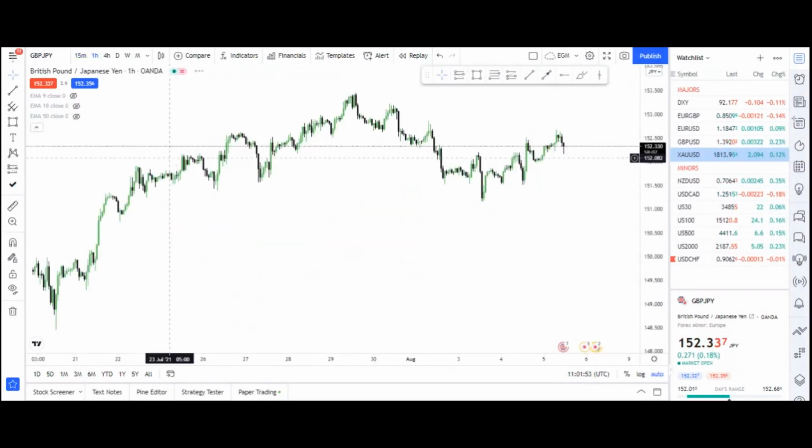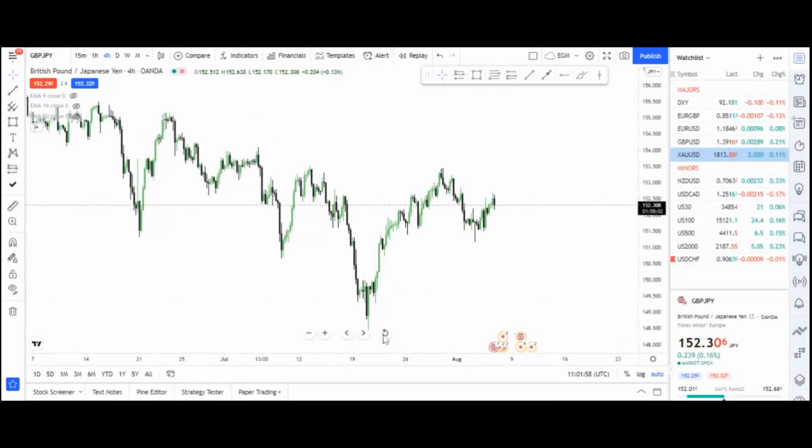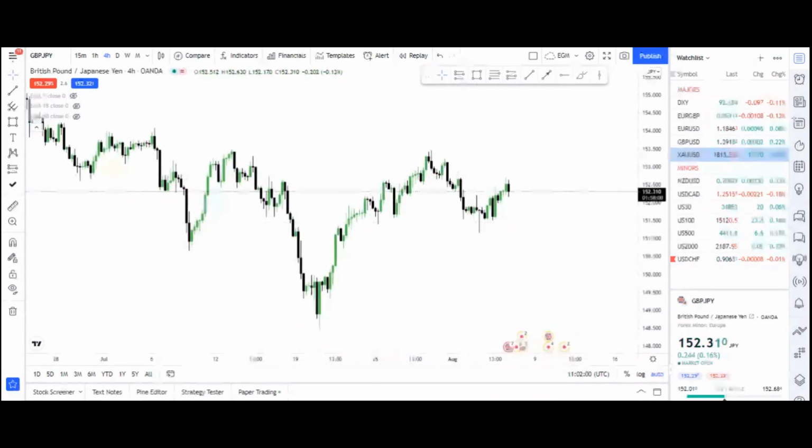Okay, I got my entry on the 1 hour, I think. Sorry, from the 4 hours. I got 2 entries actually. I stacked positions because my risk management was good. I got my first entry at 152.458, and the second one right below it. So I'm still good with that.